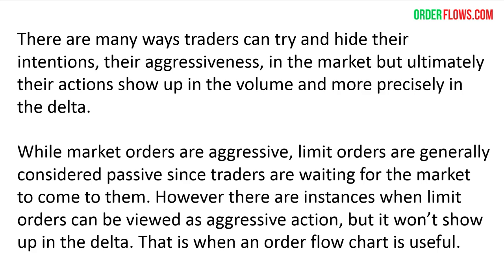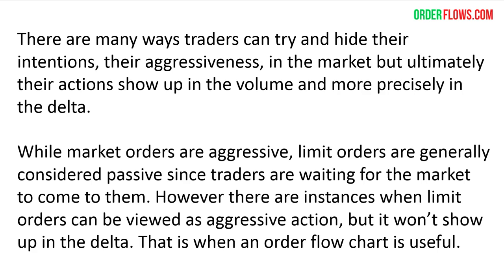There are many ways traders can try to hide their intentions, their aggressiveness in the market, but ultimately their actions will show up in the volume and more precisely in the delta. People can try and pick away at an offer. Say there's 200 on the offer and someone's got 500 to buy, they might buy 100. They don't want to turn it bid. They may buy 50, wait for more offers to come in and keep buying it like that. It will show up in there.